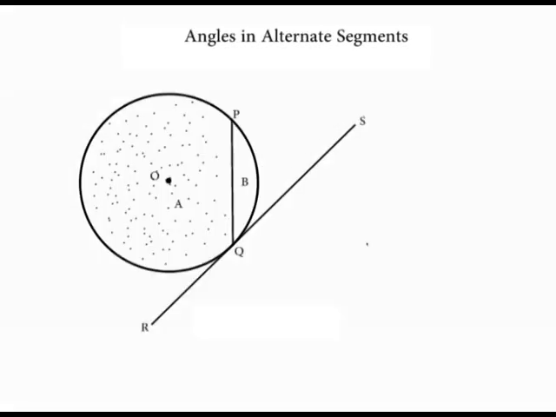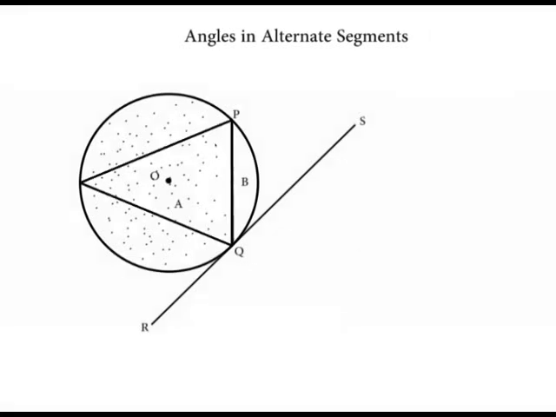Next, angles in alternate segments. Consider this diagram on your screen. O is the center of the circle. RS is a tangent to the circle at Q. Chord PQ divides the circle into segments A, the shaded one, and segment B, the unshaded one. Segment A is said to be alternate to angle PQS, and segment B is alternate to angle PQR. Segment A is alternate to segment B.